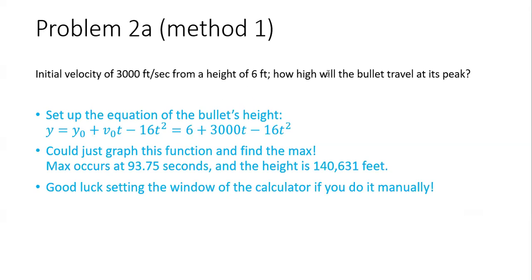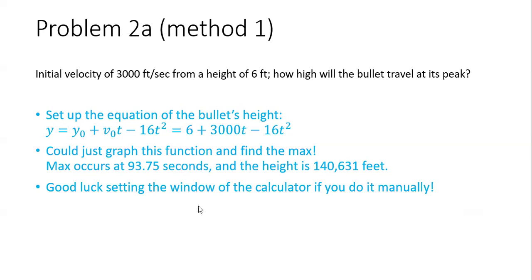Now, what's it asking? How high will the bullet travel at its peak? So it's asking for the maximum height. How can we get that? Well, one way is to graph y equals this and find the max. Your calculator can find max and min; the TI-83 and TI-84 at least can. If you graph that, you'll find that the max occurs at 93.75 seconds, and the y value is 140,631 feet.